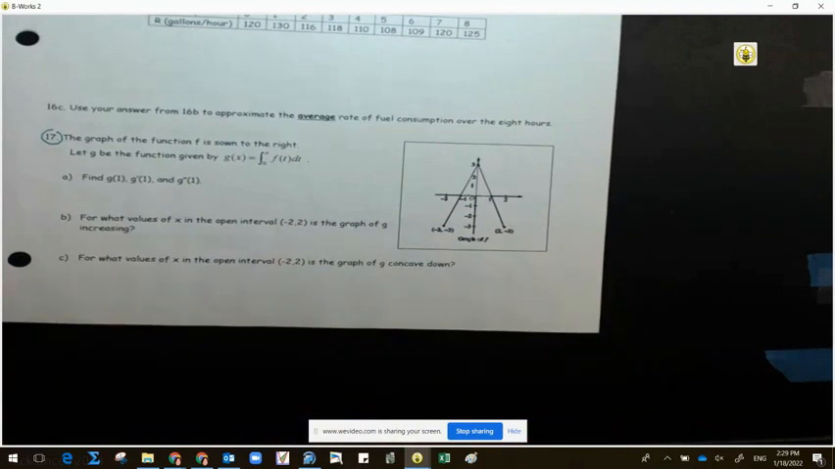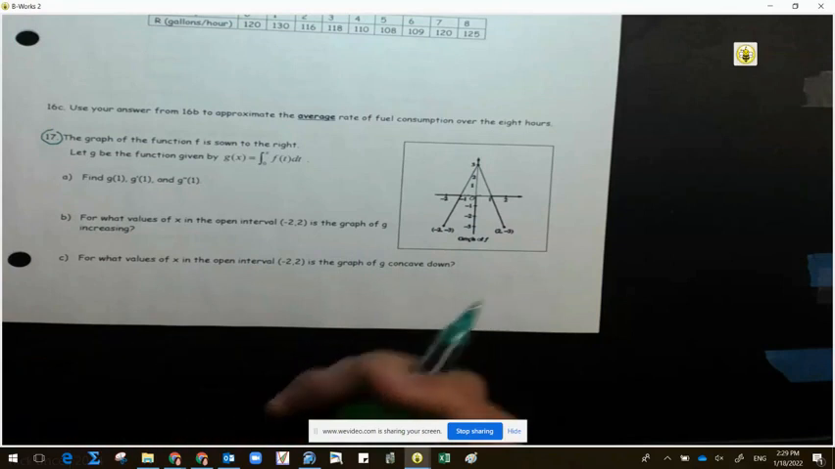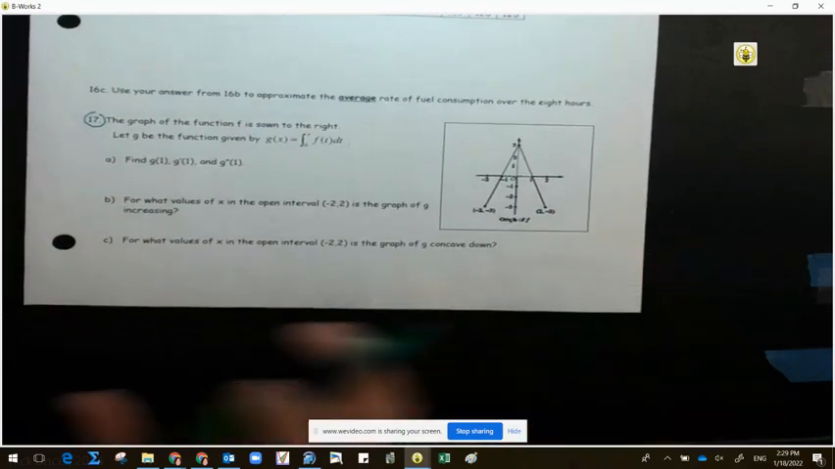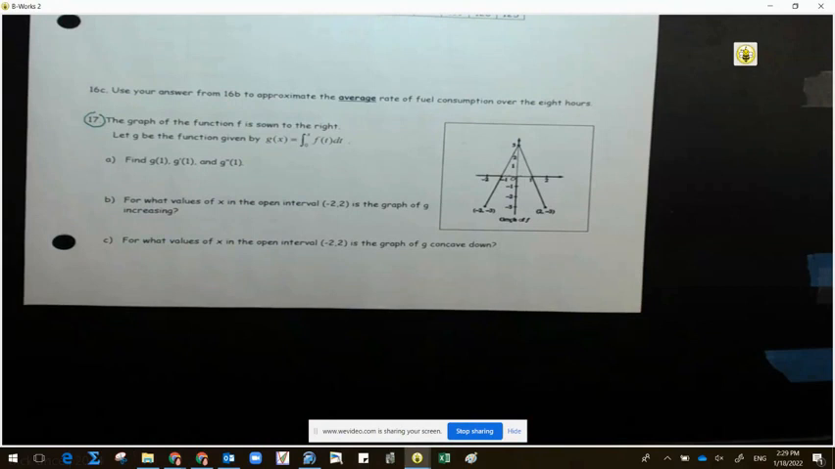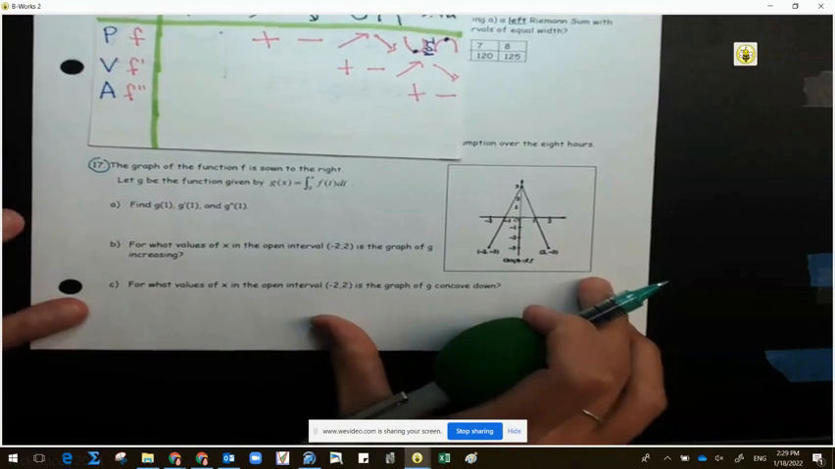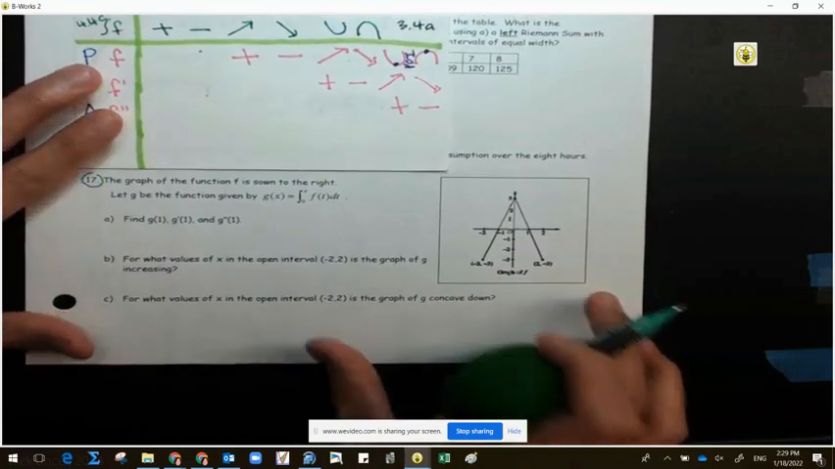Okay, Addison, go ahead and read 17 in part A. The graph of the function f is shown to the right. Let g be the function given by g of x equals the integral from 0 to x of f of t dt. Find g of 1, g prime of 1, and g double prime of 1.